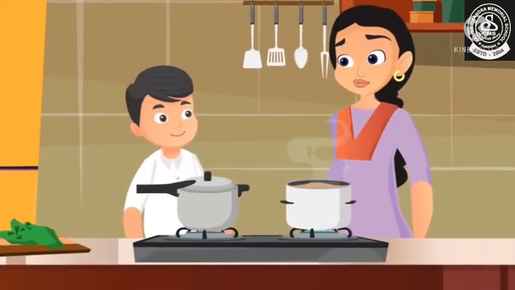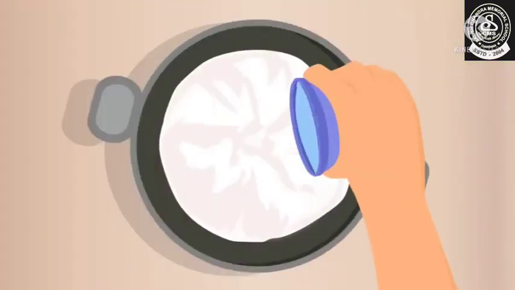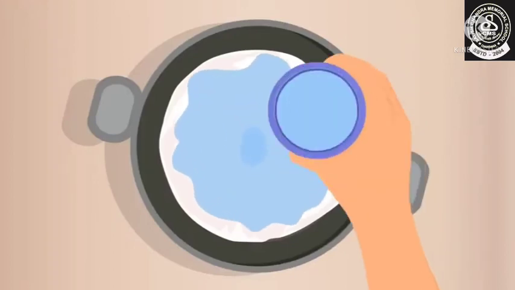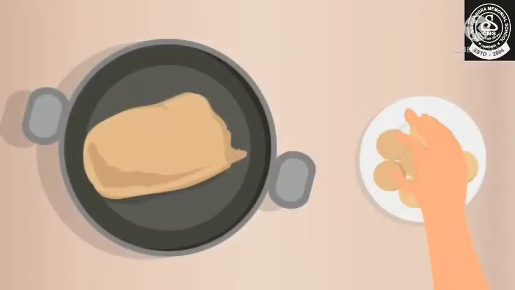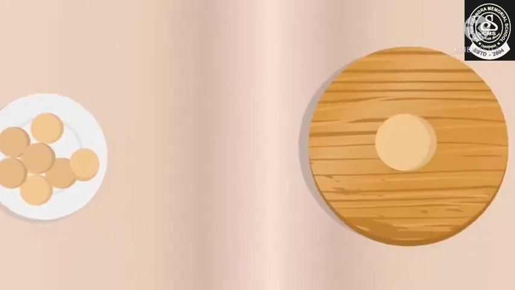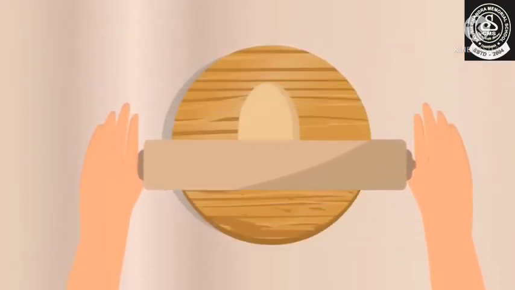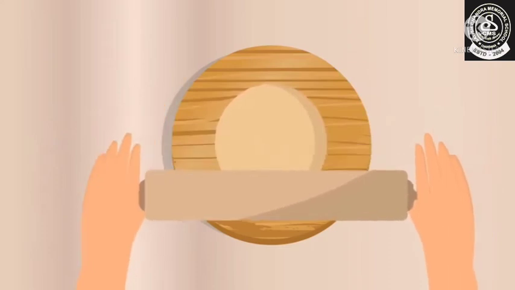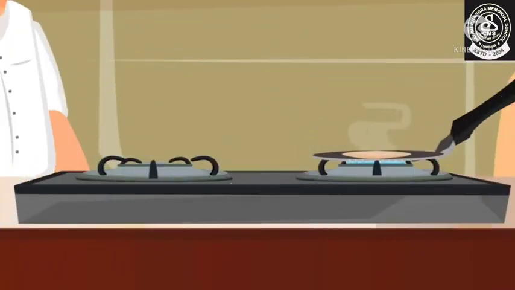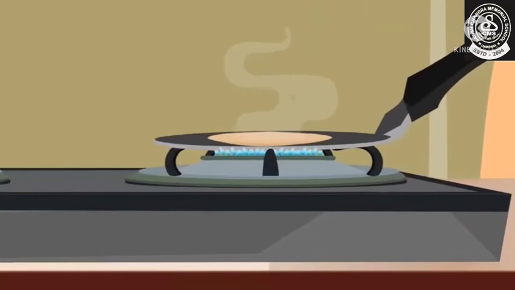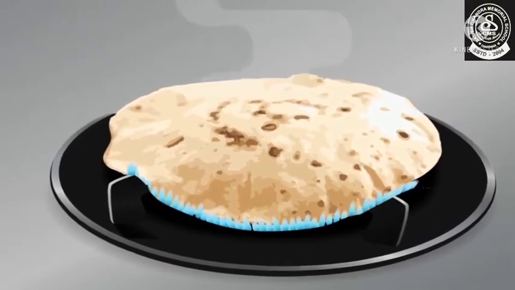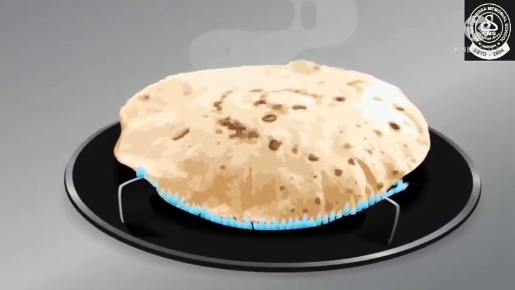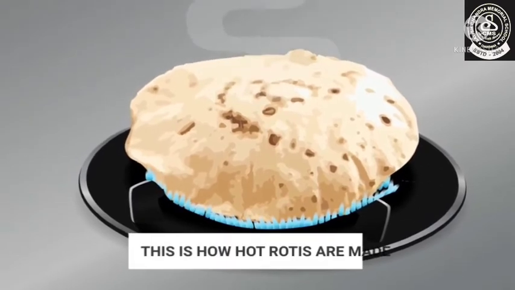Let me tell you how a roti is made. First of all, we knead wheat flour with water into a dough. Then we make small dough balls from it. These balls are flattened with the help of a rolling pin and a plate. This flat circle of dough is then placed on a hot tawa. At times, we remove the roti from the tawa and cook it directly on the stove flame. This is how hot rotis are made.